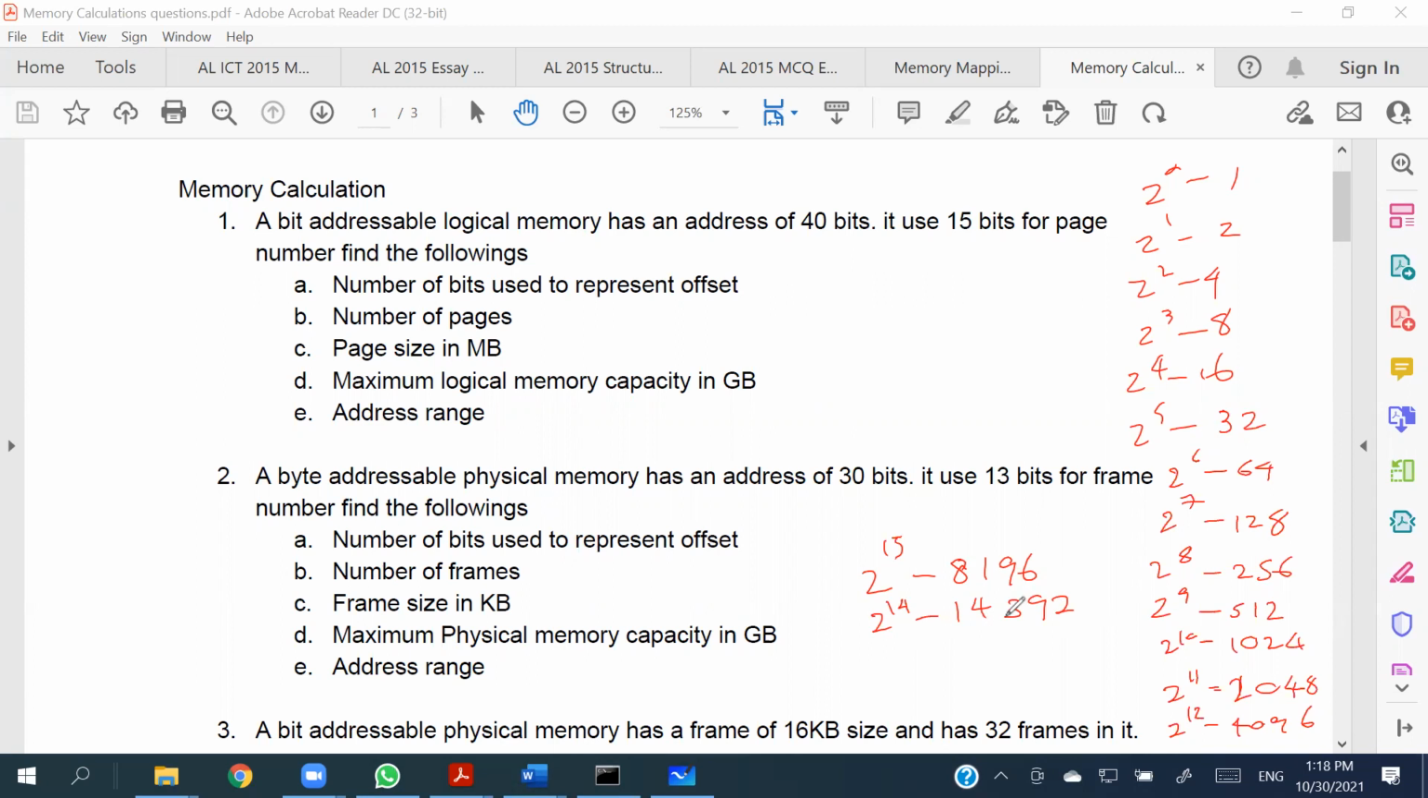So Lalindi, the first one is correct. The second one is correct. Third one, the page size, yes, that is correct. Fourth one. Okay, hold on a minute. This is bit addressable. So yes, that is correct. And the range is correct. Very good, very good. Go for the second one.